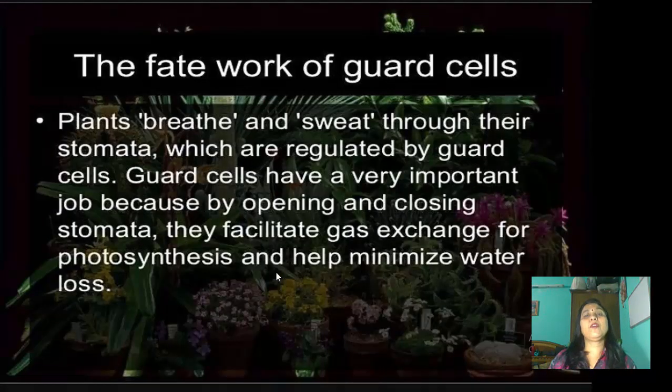Now what is the work of guard cells? Plants breathe and sweat through their stomata, which are regulated by guard cells. Guard cells have a very important job because by opening and closing stomata, they facilitate the gas exchange for photosynthesis and help minimize water loss.